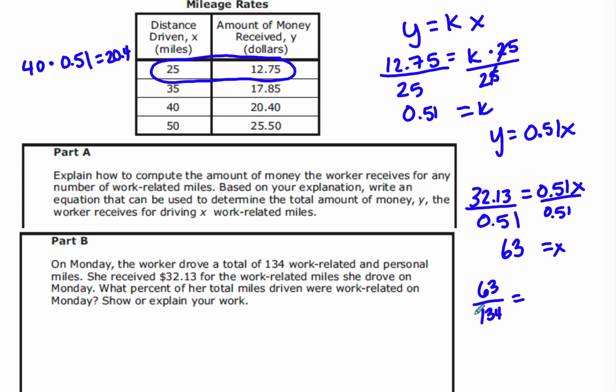Okay, so let's go ahead and divide. 63 divided by 134 is approximately 0.47. I'm just going to round to the nearest whole number, 47%. And then they said show or explain. So since we showed it, then that's really all we need to do.